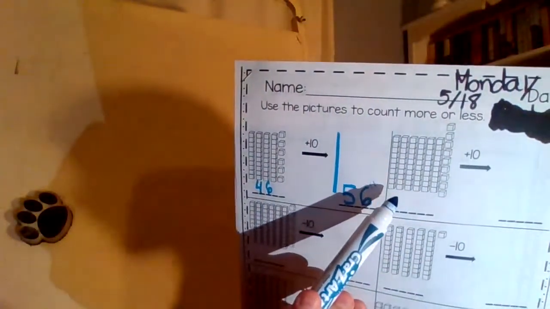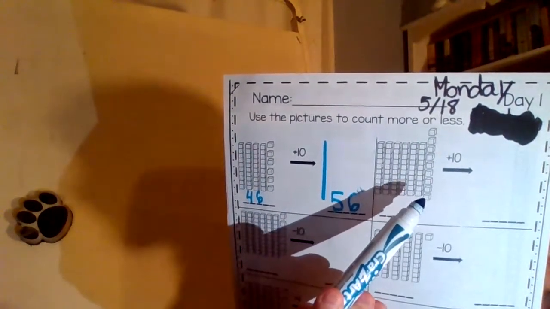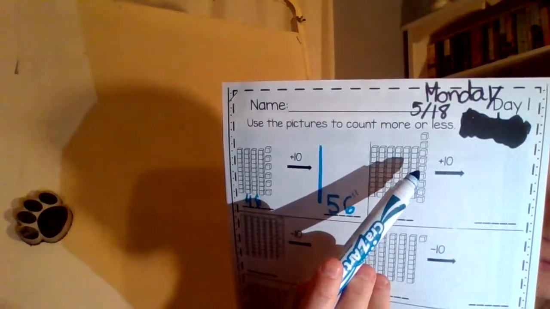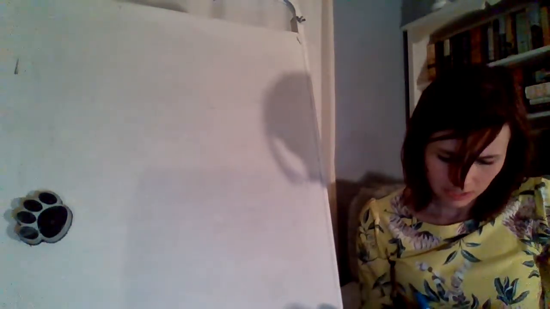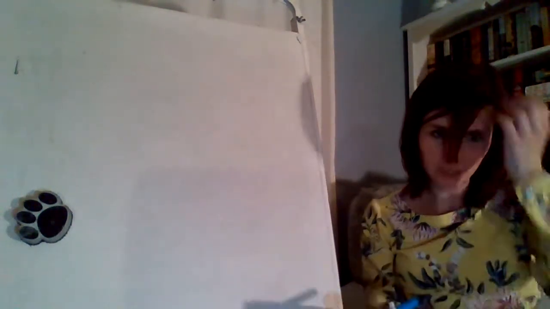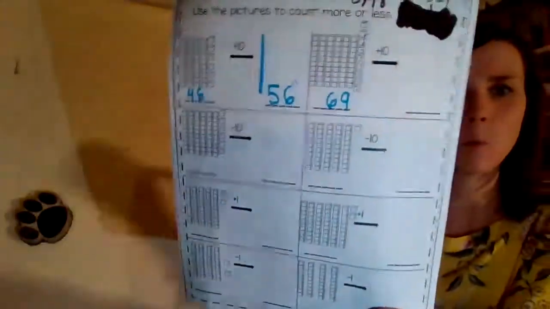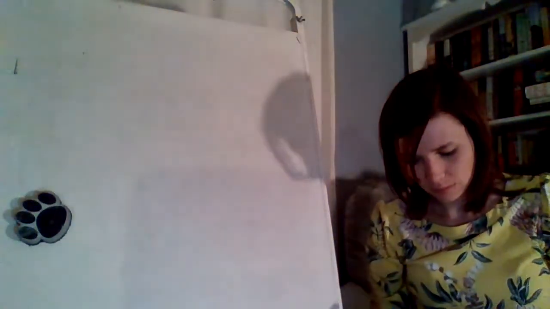Let's count it together. Ready? 10, 20, 30, 40, 50, 60, 61, 62, 63, 64, 65, 66, 67, 68, 69. We have 69. Making sure I counted that right. 69. And it wants us to draw 10 more. So we need to draw how many more quick 10s? One more quick 10. We'll draw it here.